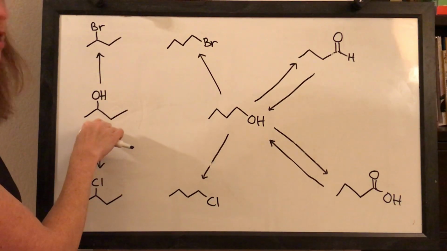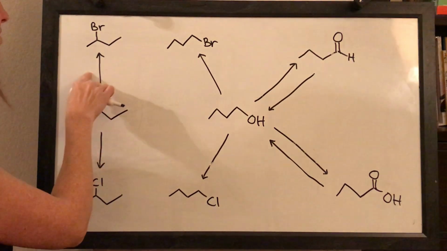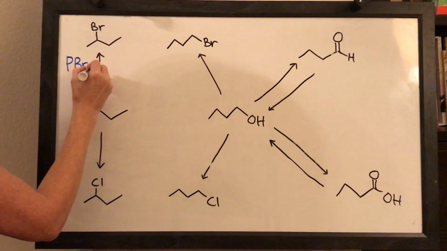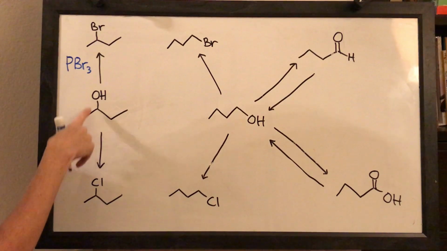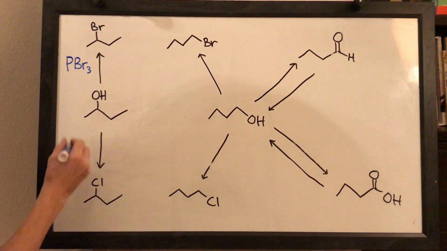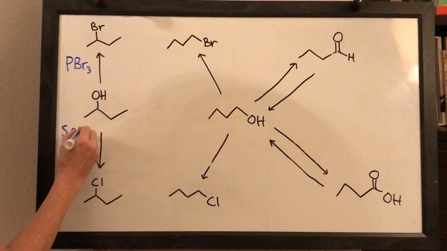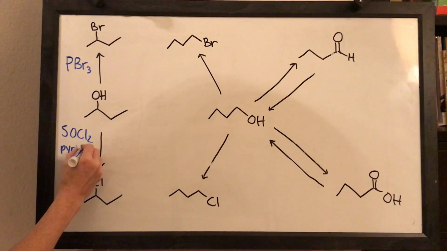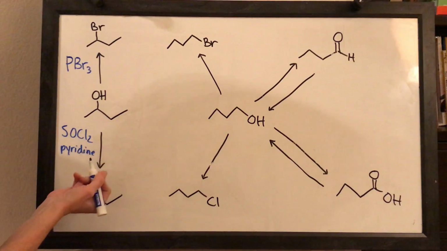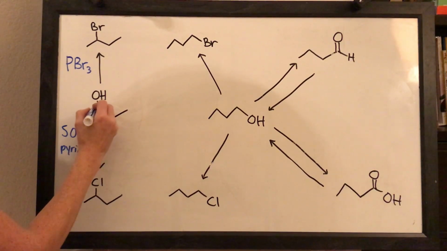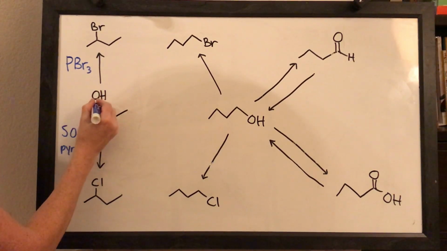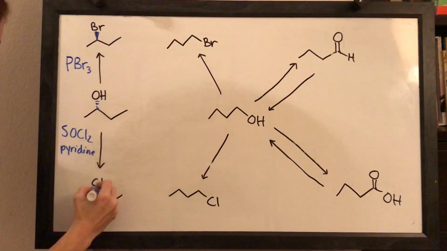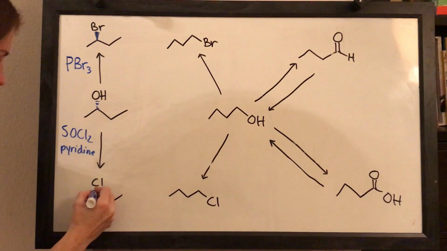A secondary alcohol. When you have a secondary alcohol, the best choice for making a bromide is PBr3. If you have a secondary alcohol and you want to make a secondary chloride out of that, then you're going to want to use SOCl2 with a little bit of pyridine. And it's not shown here, but remember that these are SN2 reactions, so they will reverse the stereochemistry. If this starts out as a dash, then you're going to end up with wedges at the end of this reaction. You get an inversion of configuration.